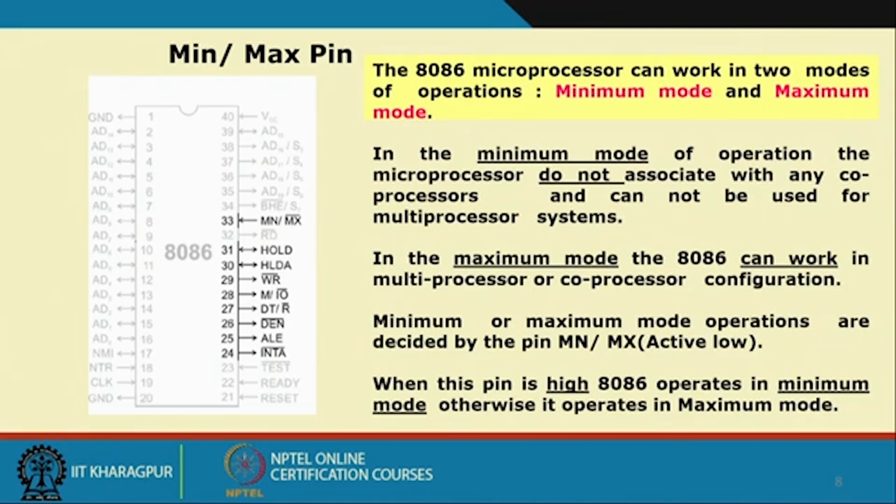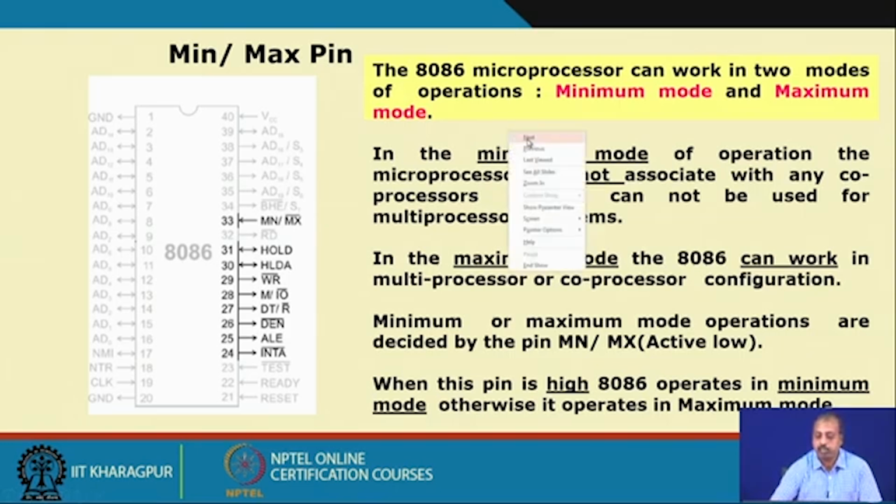When you are not using it with other processors, you should put it in the minimum mode. So this MN/MX line should be made equal to 1, because for the maximum mode we have to put it as 0. This way we can go for the min max mode of operation.